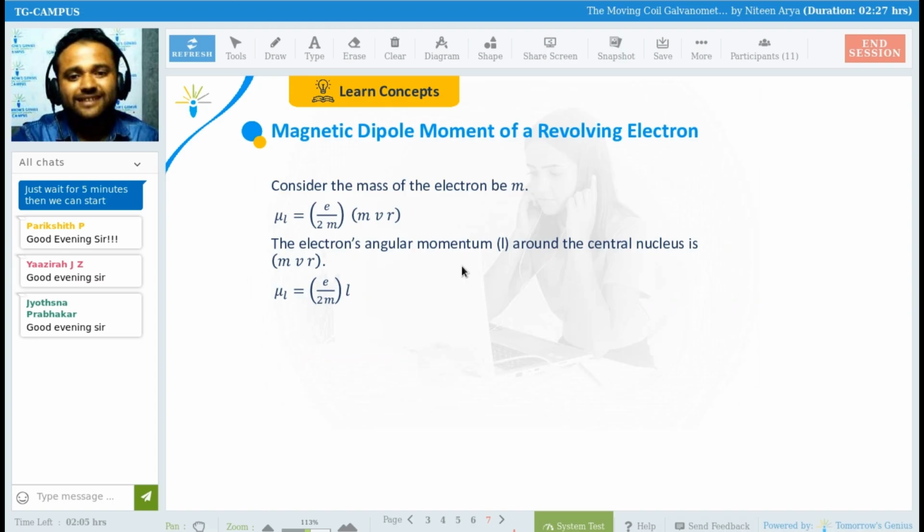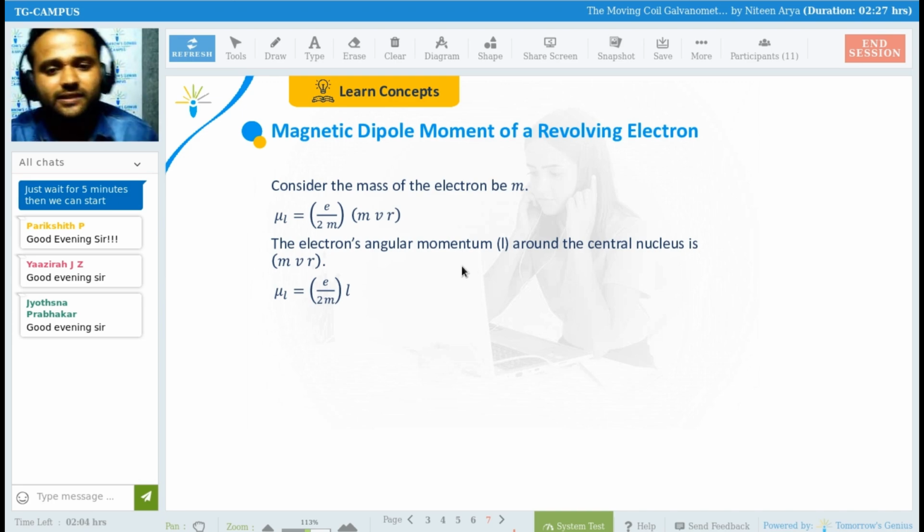Okay. Moving ahead, consider the mass of the electron to be m. We can put this particular term in this L, and then L by m, or you can say mu by L, we can say that e upon 2m. That is one terminology known as the gyromagnetic ratio also. Mu L upon L. Why should I mention this term, gyromagnetic ratio? L by m, the ratio of angular momentum to the mass, because we are going to discuss one class assessment, or one numerical question, for that.